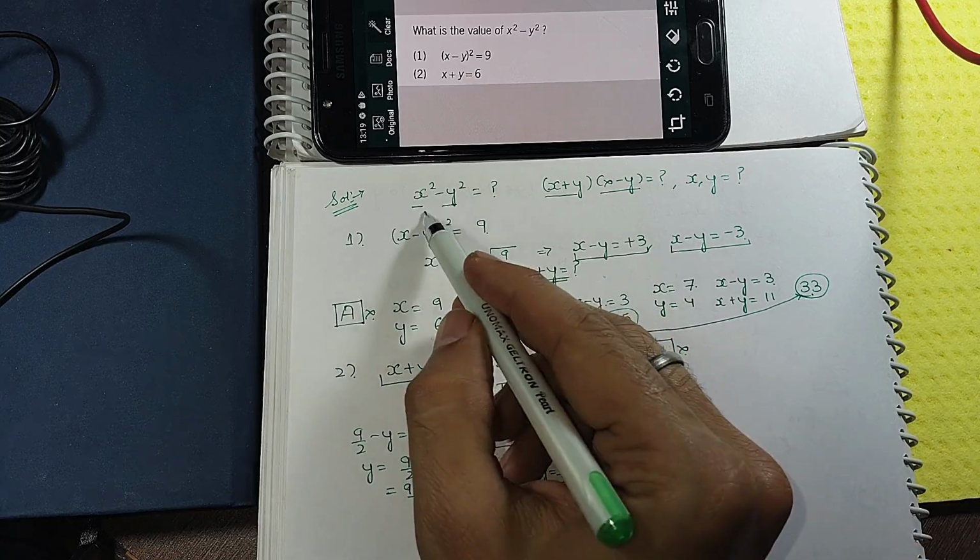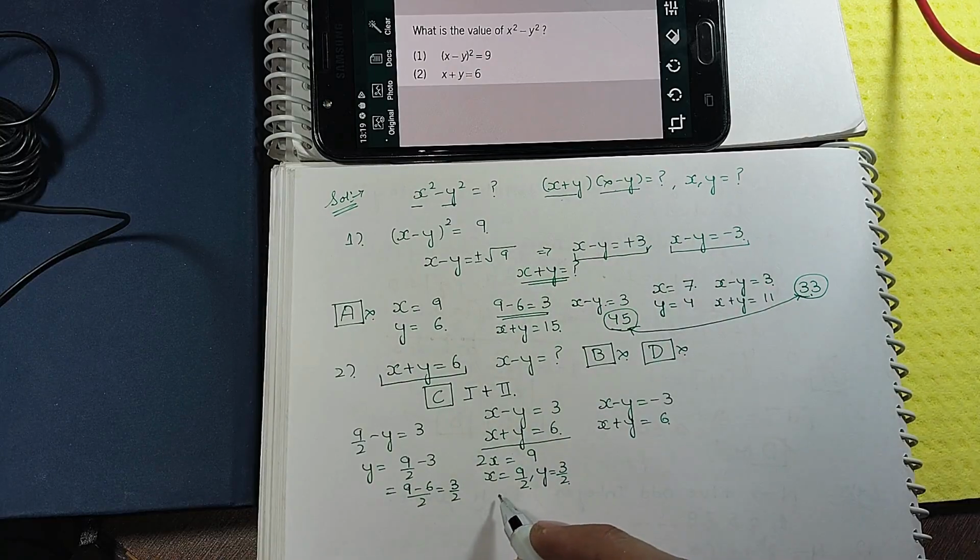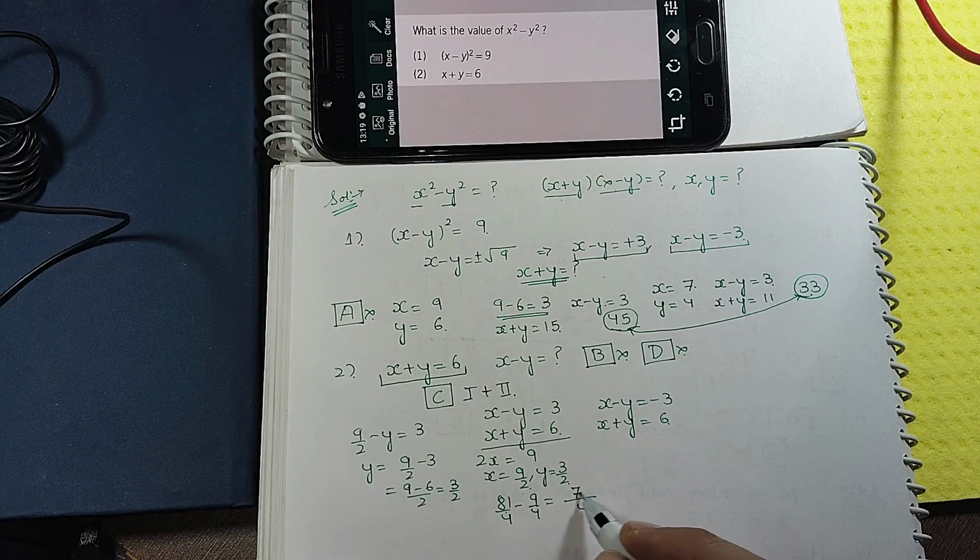So x square minus y square will be equal to, or you can just calculate by (x plus y) into (x minus y). So that will be 81 by 4 minus 9 by 4. So this is equal to, 81 minus 9 is 72, so this will be equal to 72 by 4, equal to 18. Right? So I'm getting x square minus y square is equal to 18.